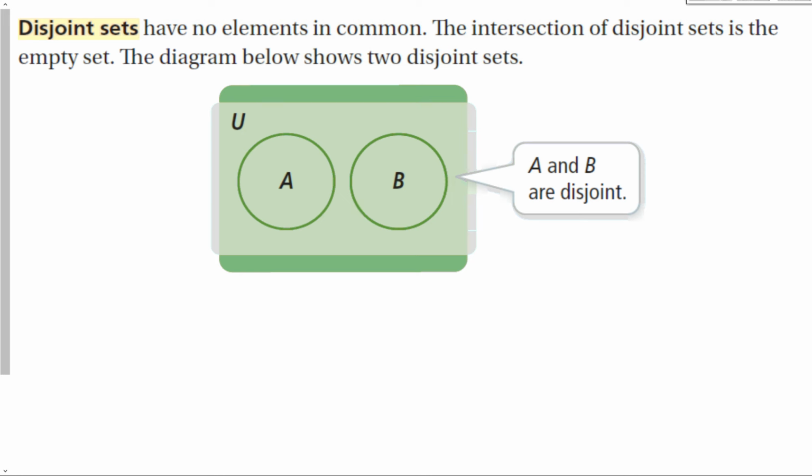Another vocabulary word is disjoint sets. These sets have no elements in common. The intersection of disjoint sets is the empty set. You can see that A and B in this diagram never intersect. They don't have anything in common. We could find the union of two disjoint sets, it's just everything in A and everything in B, but we can't find the intersection. It is the empty set.